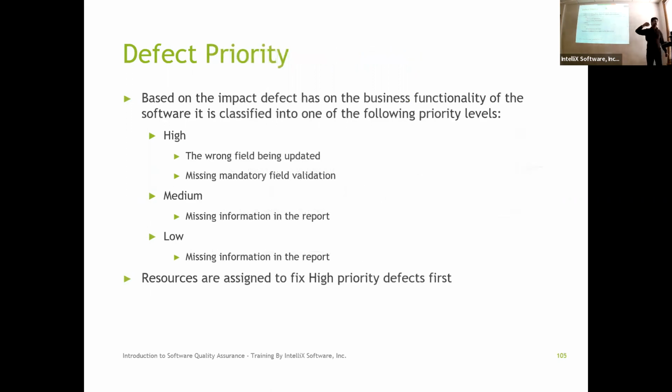Then you will also have priority. This is exactly the same that we talked about: high, medium, low. High is something that I need to address right now. Medium is I can live with it. Low is if you have the bandwidth, just go ahead and fix it.